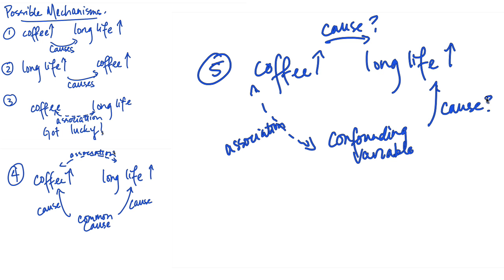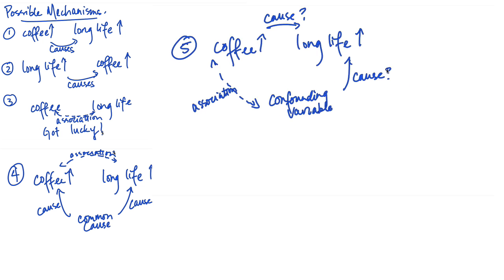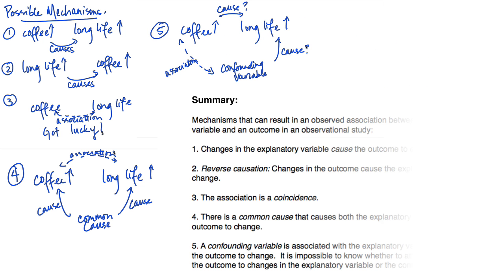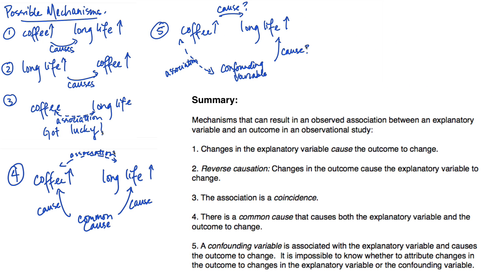Imagine if a study showed that coffee drinking was associated with shorter lives. Could we blame it on the coffee or the associated smoking? In observational studies, even when we observe an association, we can't conclude that the explanatory variable has a causal relationship with the outcome. There are at least 5 mechanisms that can result in the association.